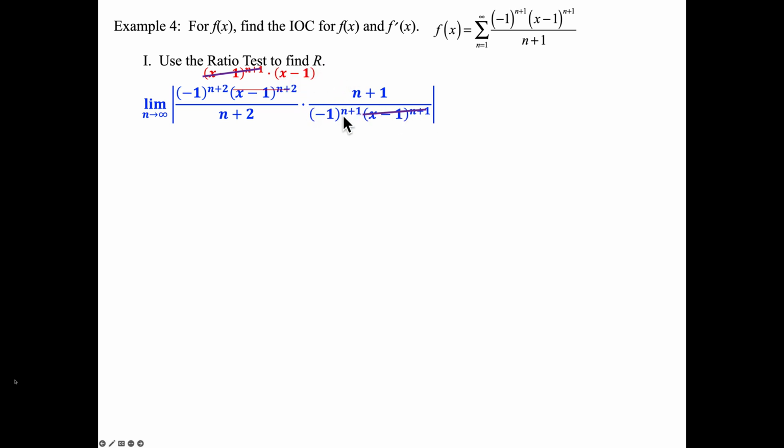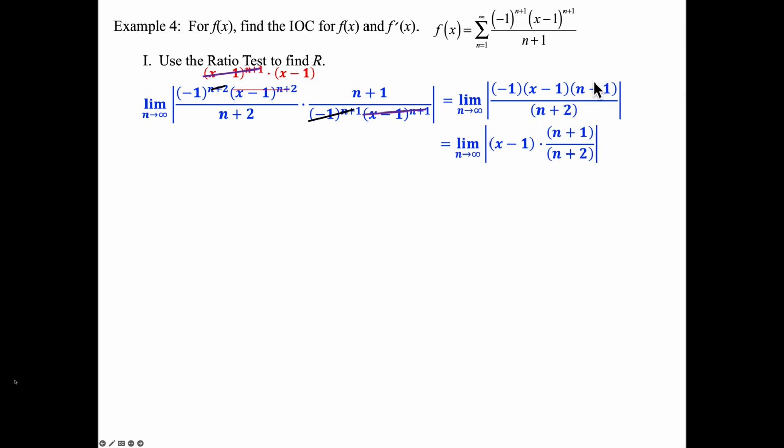And we can do the same theory with our negative 1. Negative 1 to the n plus 1 times an additional negative 1. The negative 1 to the n plus 1's cancel, so we're left with a negative 1 on top. So now it's the limit of the absolute value of negative 1 times the binomial x minus 1 times the binomial n plus 1 all over n plus 2. Well, since we're taking the absolute value, the negative 1 is going to cancel out to be a positive 1, so that's gone.